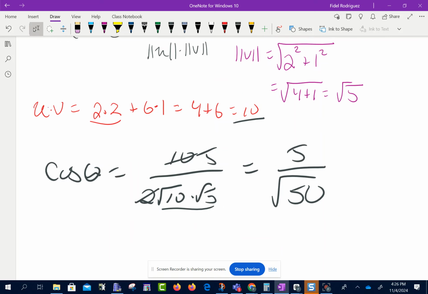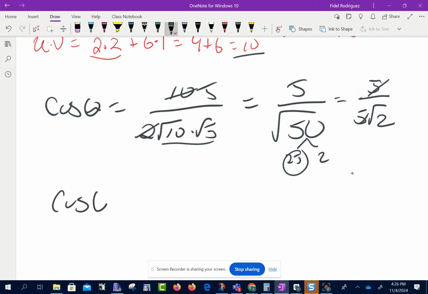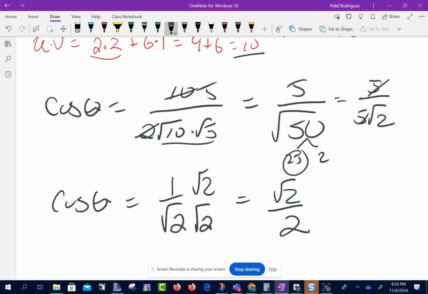Let me see, can we break anything down here? Probably a couple of things. When I think of 50, I think of 25 and 2. And I know the square root of 25 is 5, so that's a 5 right there. That's a 5 root 2, right? So the cosine of my angle is 1 over the square root of 2, but we can rationalize our denominator: square root of 2 over 2.